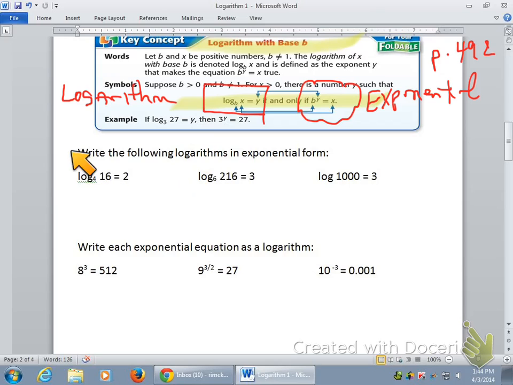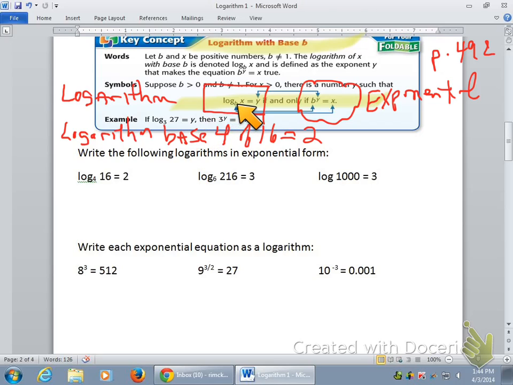You see their example there, but let's just go ahead and work on this and let's try to change it, okay? If I were going to read this out loud, log base 4 of 16 equals 2, it reads like this. The logarithm base 4 of 16 equals 2. That's how I would read this. Now it uses the word base.